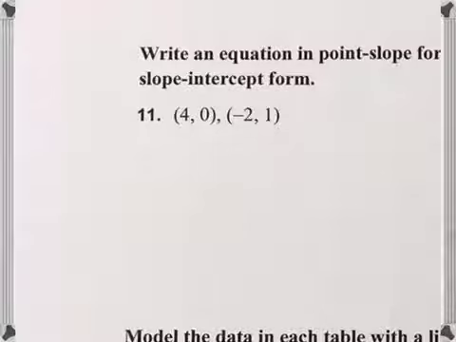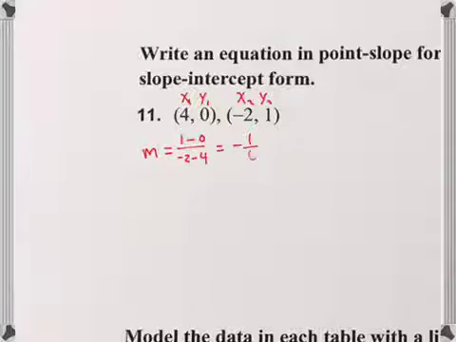Question 11. Write an equation in point-slope form of the line through the given points. Then write the equation in slope-intercept form. So in order to do this, the first thing we have to figure out is our slope. So let's take x1, y1, x2, y2. So our slope, we're going to take y2 minus y1 over x2 minus x1. So in this case, our slope becomes negative 1/6.